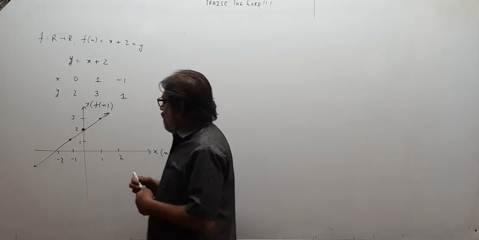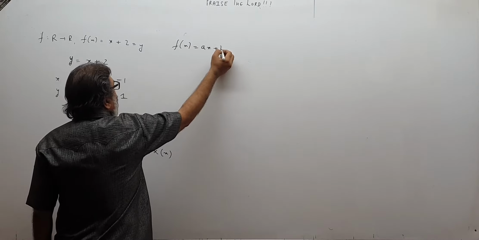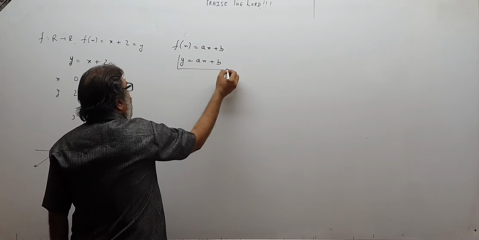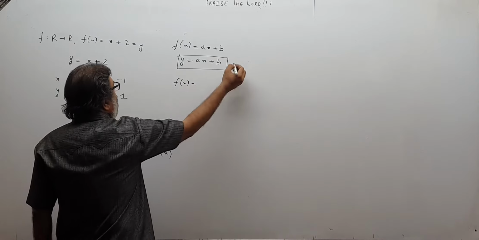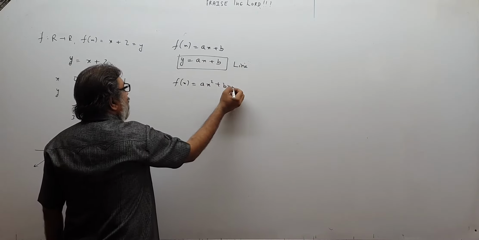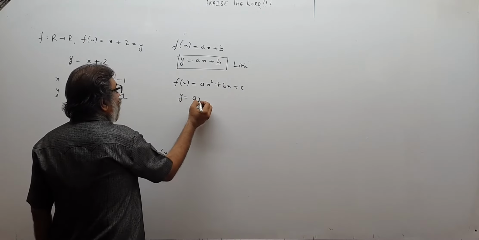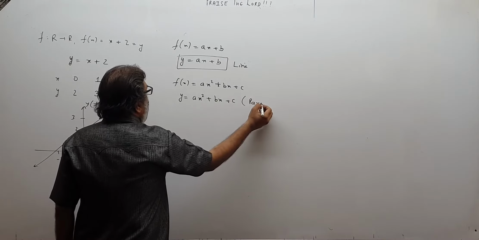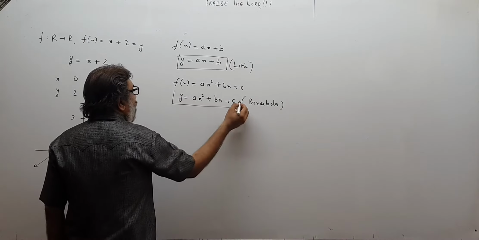So we can make out, children, that if we have f(x) equal to ax plus b, where a and b are constants, y equal to ax plus b, this is the graph of a straight line. We know that. If f(x) is ax square plus bx plus c in this format, then y equal to ax square plus bx plus c. This graph is a parabola. You already know from class 10. This graph is a parabola. This is the line. Like this we think.